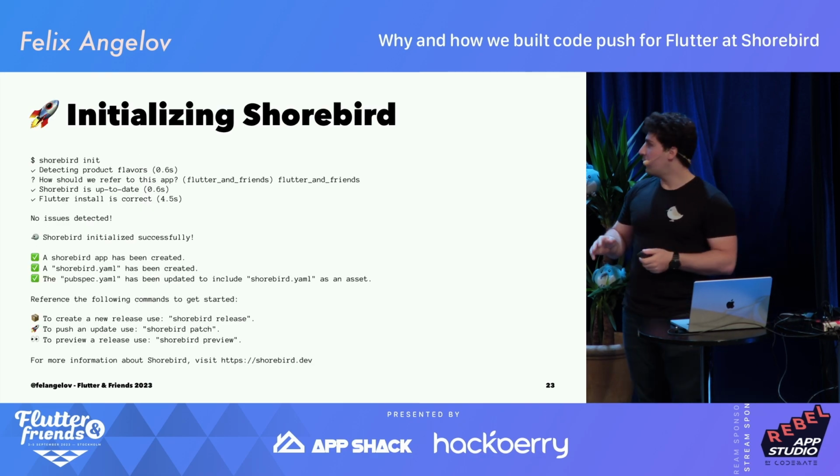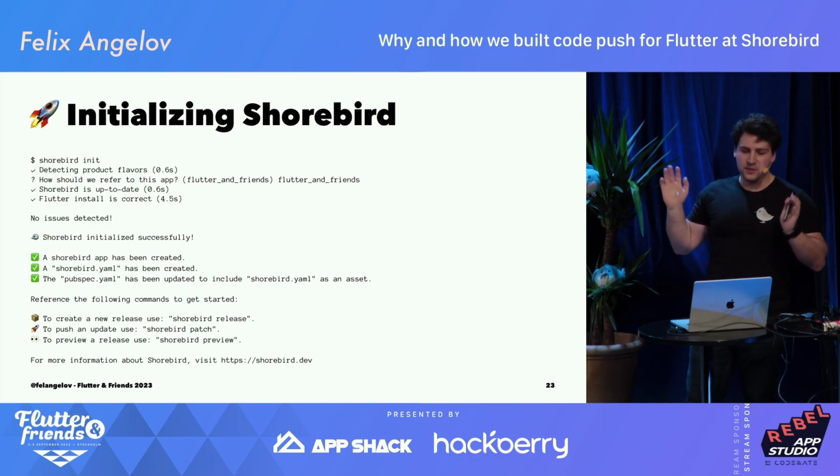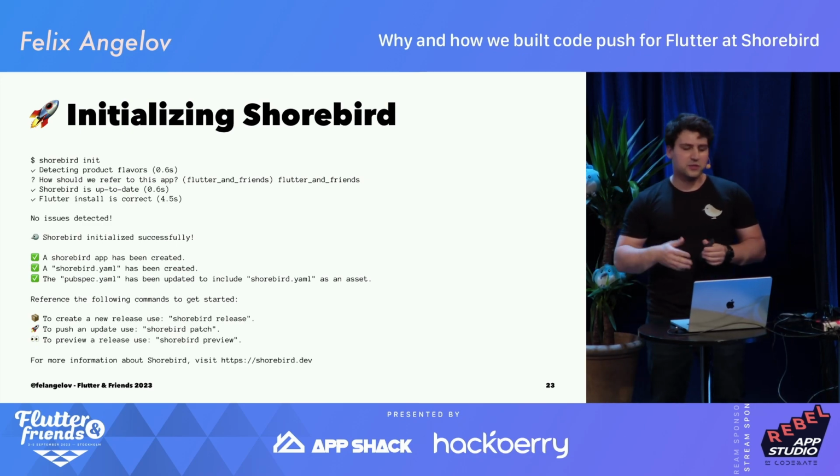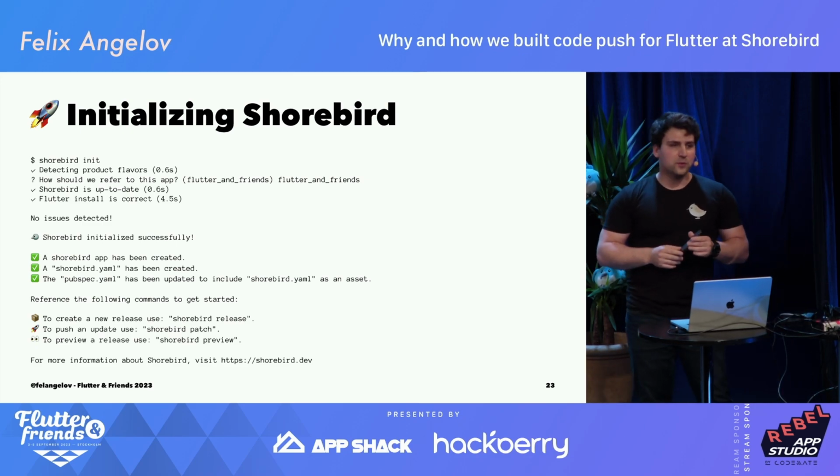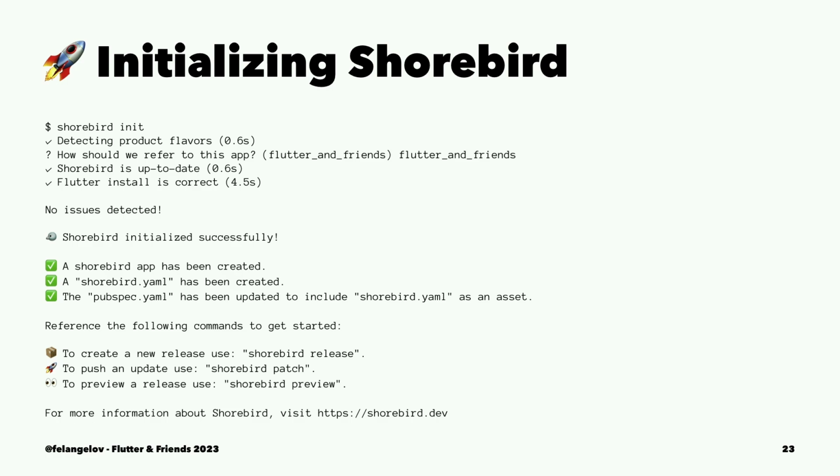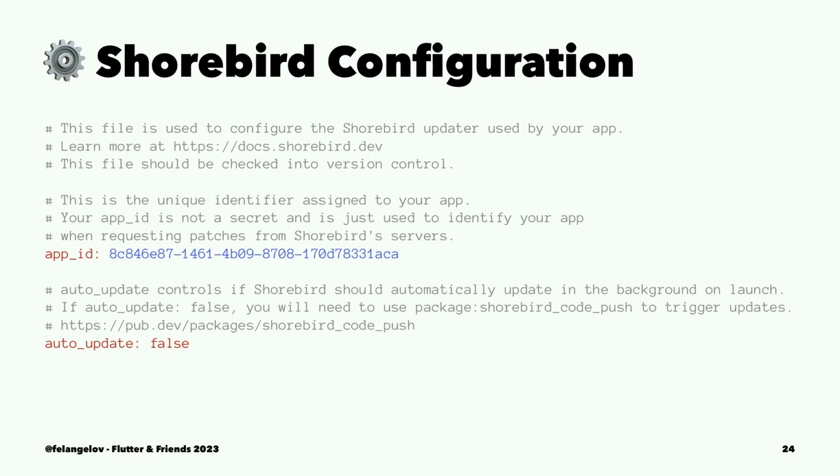A little bit more about what this initialization process looks like. It's just one command. Shorebird will detect whether you have flavors set up in your project, and ask the name of your project. You can customize a couple of things. And at the end of the day, it just generates a single file in your project called shorebird.yaml. The important thing is just the app ID.